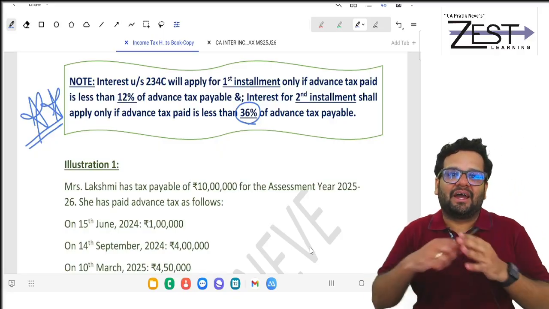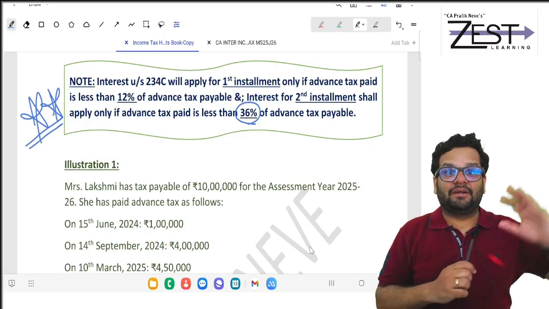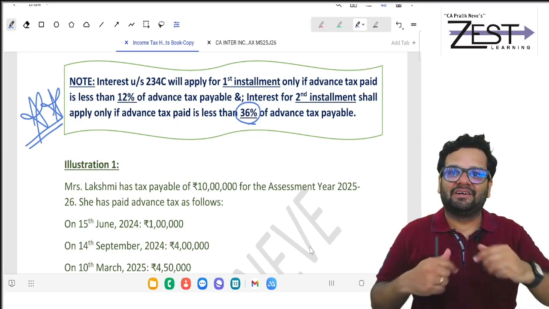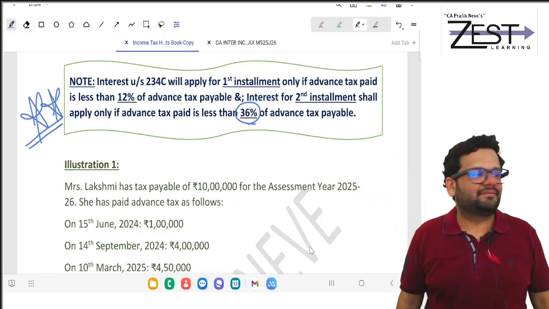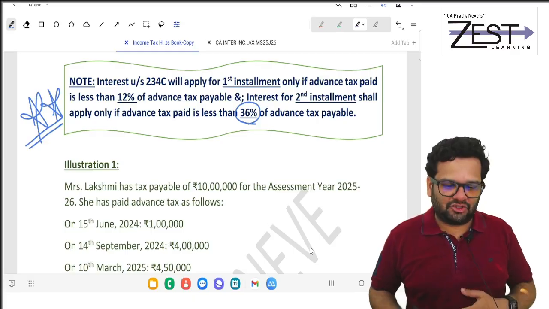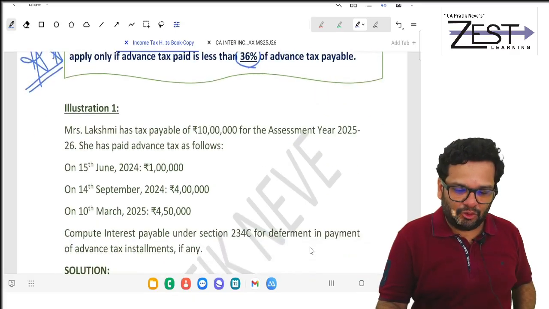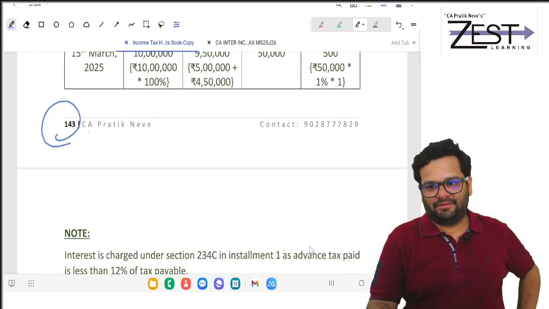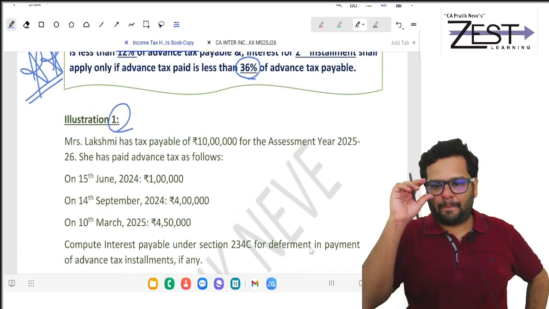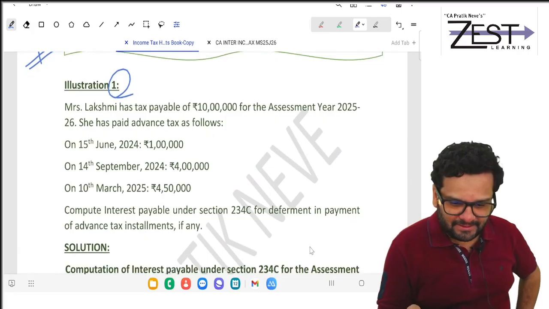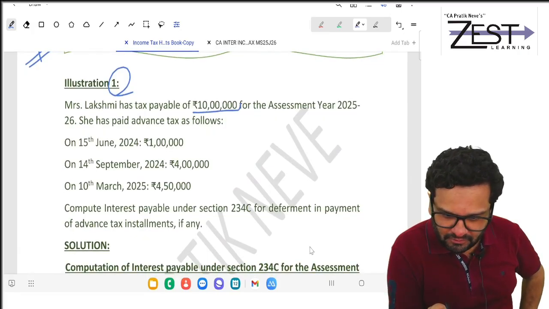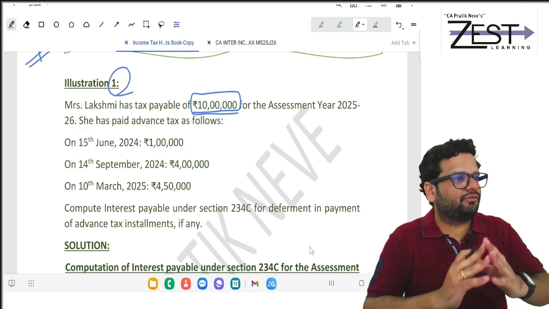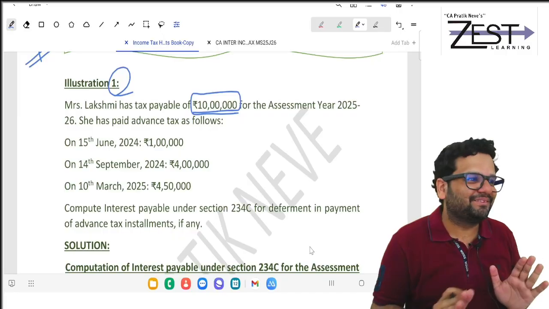So what happened actually? The advance tax provision is made separately, and the interest for shortfall in advance tax is made separately. These two provisions are separate, and we have to do a combined reading of both. That's why this complication. But I'll show you now what happens. See ILU 1 on page 143, all of you. See, Lakshmi has advance tax payable of 10 lakhs, not total income.